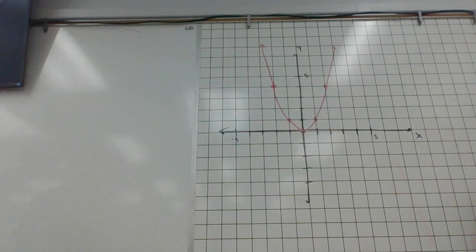So, let's talk about some important points in our graph. What do you think is the most important point of that U shape? 0, 0. Why is that one important? It's where they come together. It's the exact middle, so it does have its own name. Anybody want to guess what 0, 0 is called? The origin. The middle.